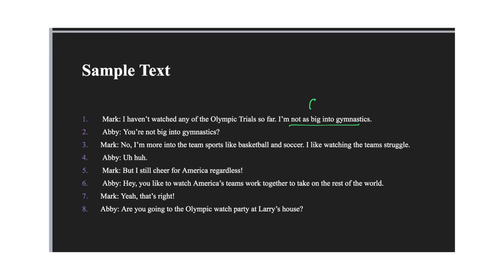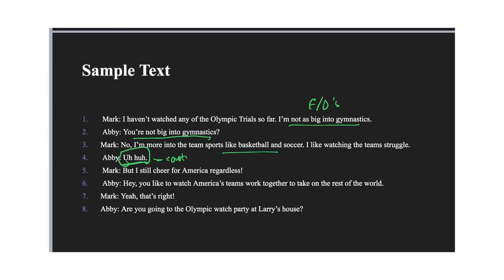If we talked about the layers of talk, we could go back and analyze this from the layers of talk as well. So you're not big into gymnastics, so you can see a kind of personal question there. No, I'm more into the team sports like basketball and soccer. So it's just all about what we want to analyze here. And then Abby uses a continuer here. But I still cheer for America regardless.